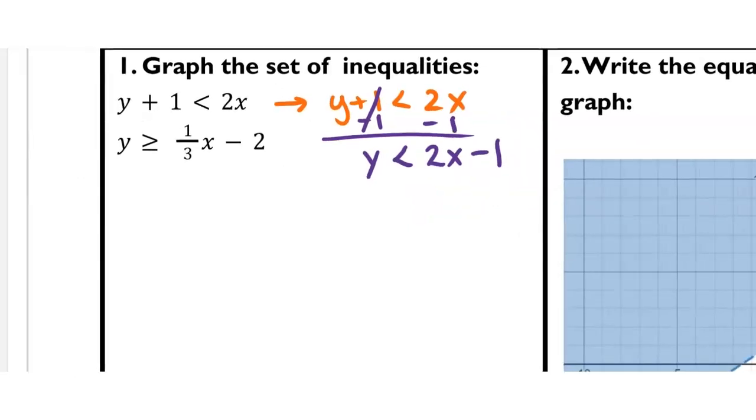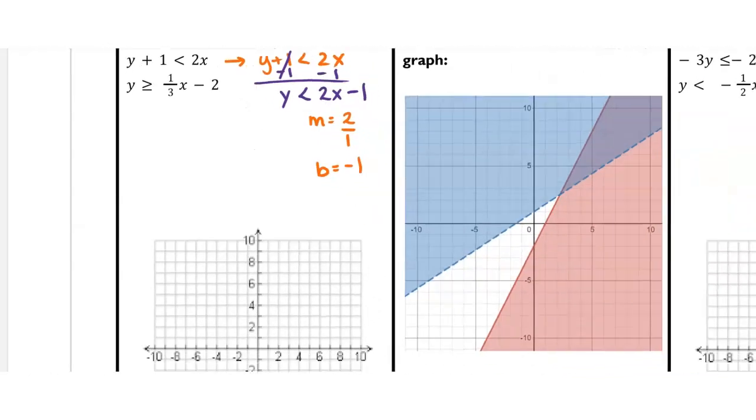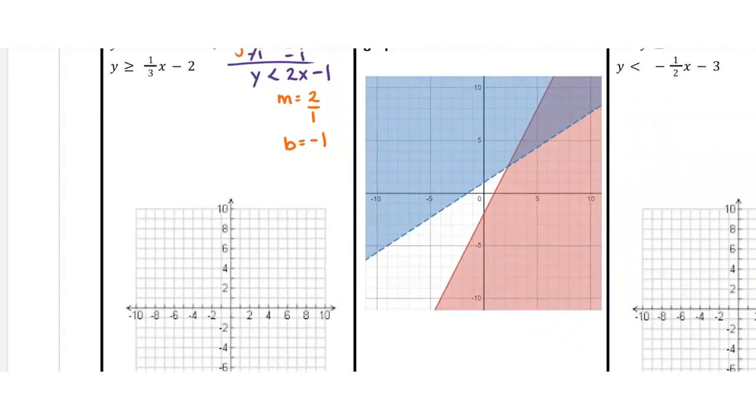So from here, we're going to identify our slope and our y-intercept. So your slope is 2. We want to put it over 1 because it always has to be a ratio or a fraction. And then my b value is my y-intercept, and my y-intercept is at -1. So let's start by plotting our first point at -1.